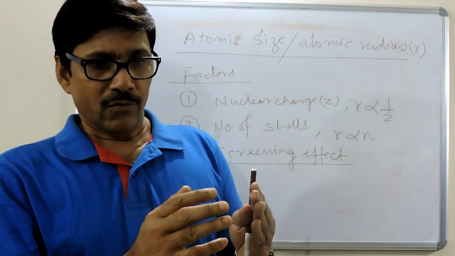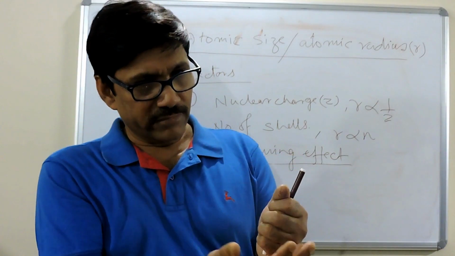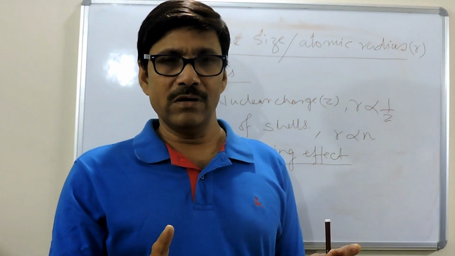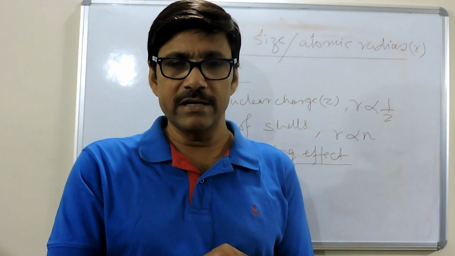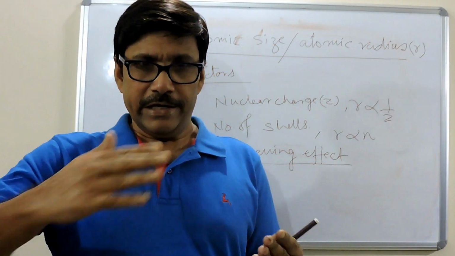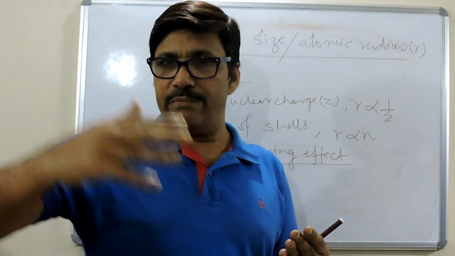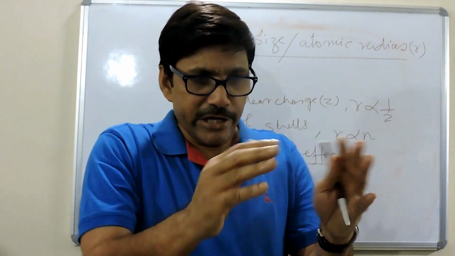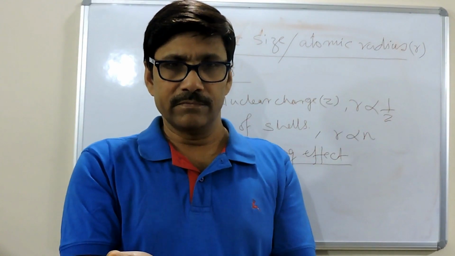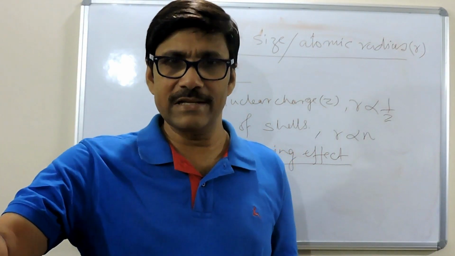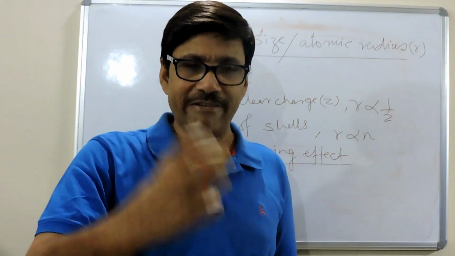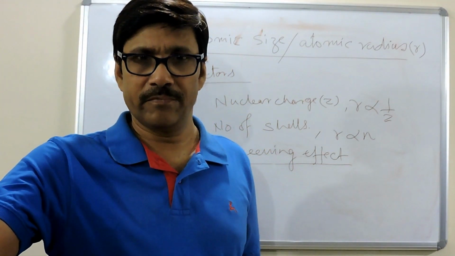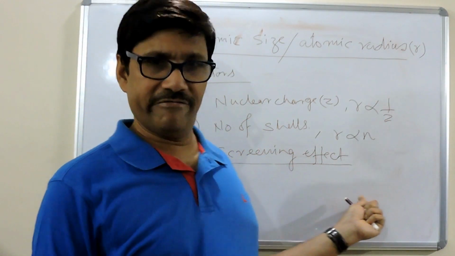Similarly, when the nucleus is surrounded by a number of shells, the size will mainly depend on the force of attraction between the nucleus and the last shell electron. If there are more shells between the last shell electrons and the nucleus, then what will happen? The nucleus is surrounded, shielded or screened by the shells, and so the effective force of attraction by the nucleus on the last shell electron will decrease. So this is the meaning of screening effect.